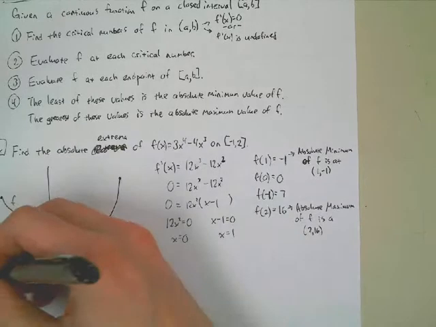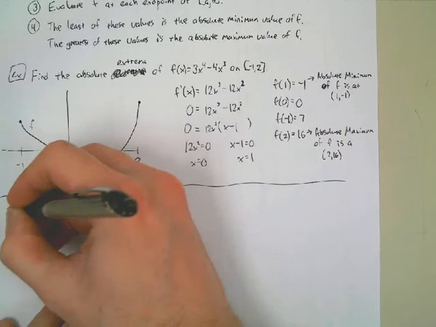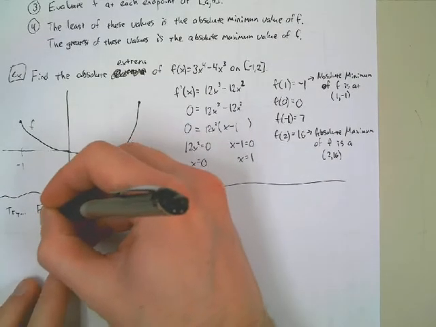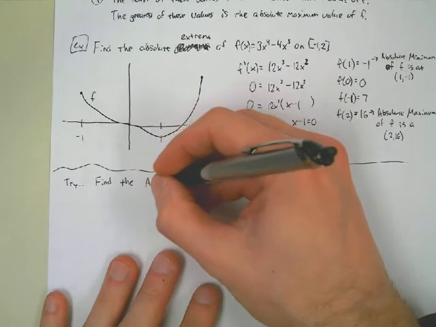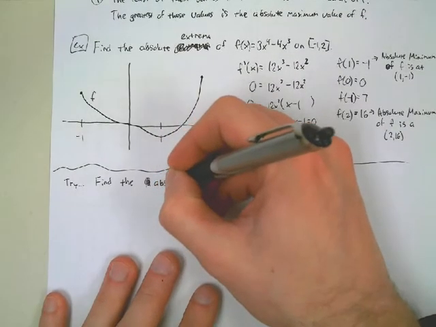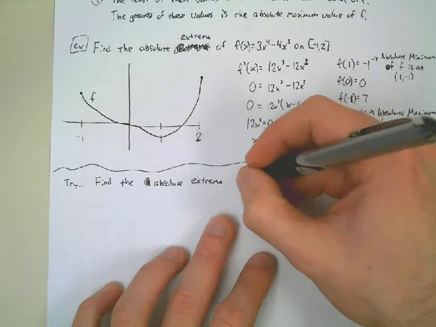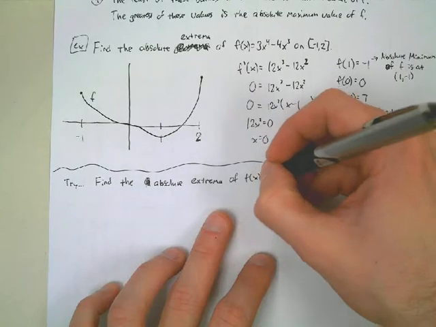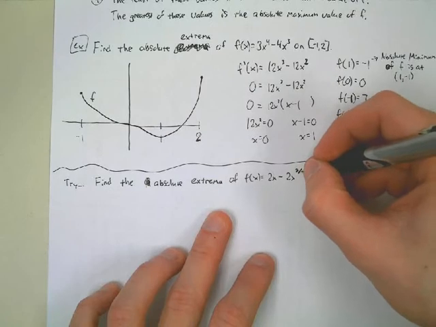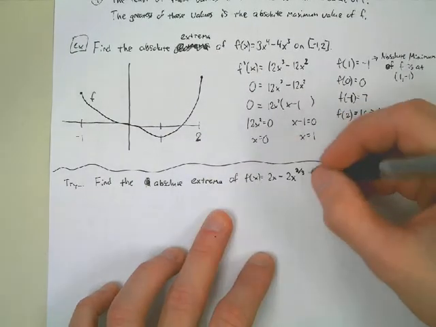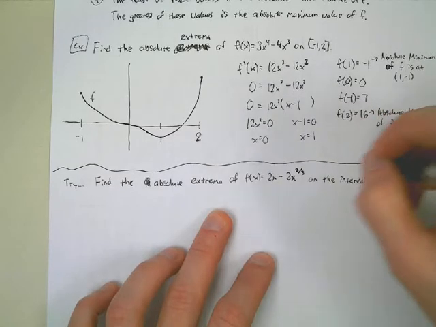All right, next one. And this one I want you guys to try on your own. Find the absolute extrema of f of x equal to 2x minus 2x to the 2/3 on the interval -1, 3.